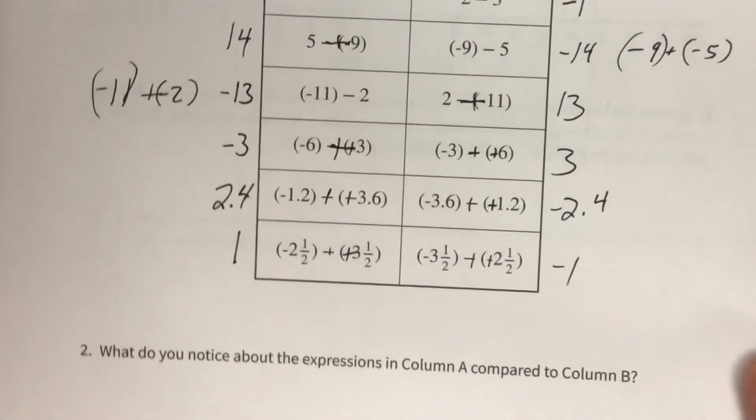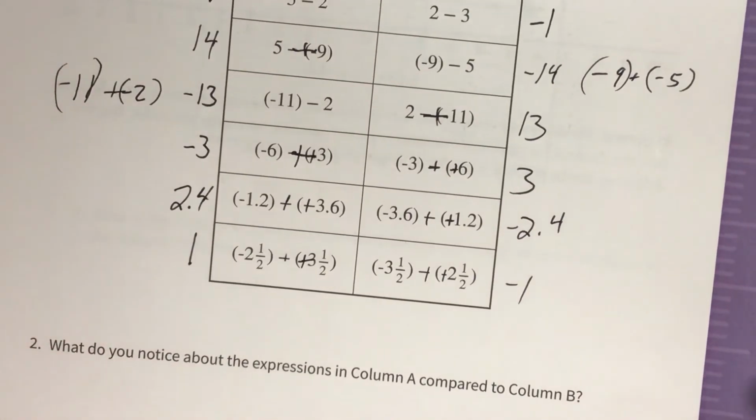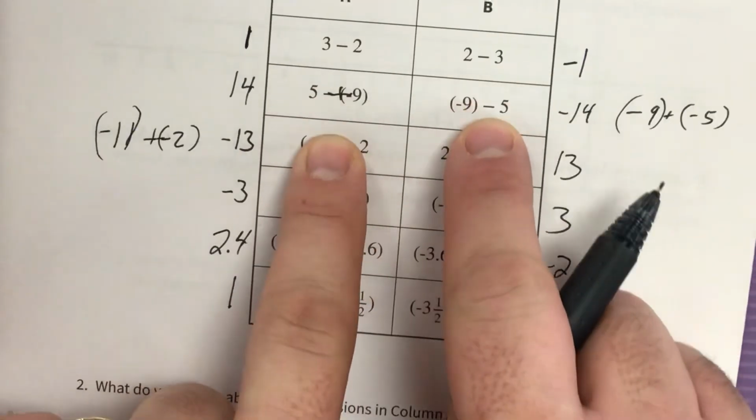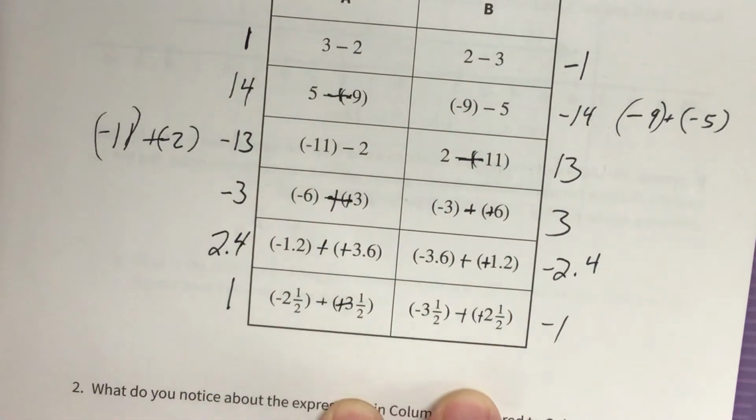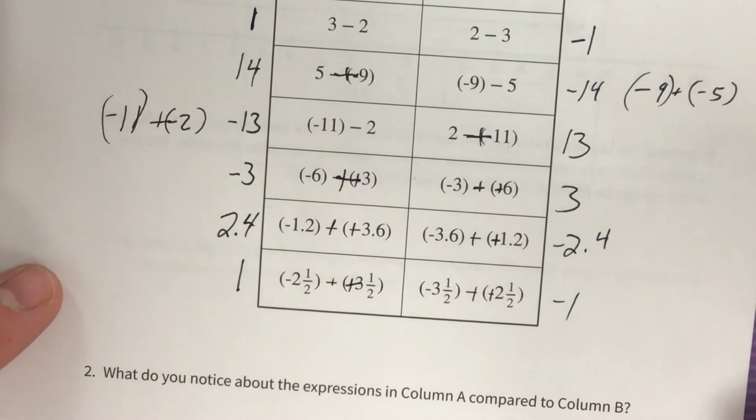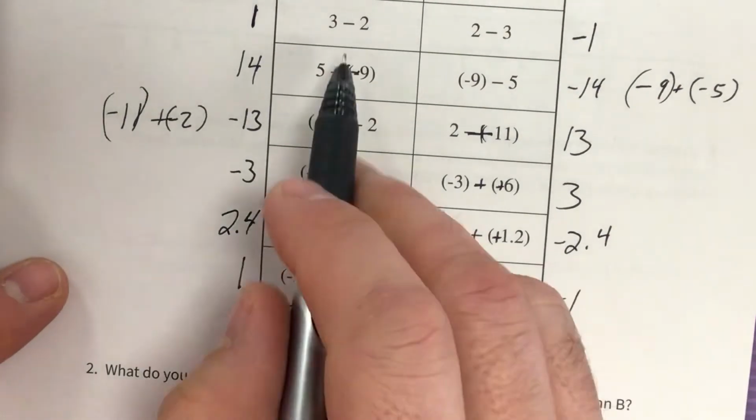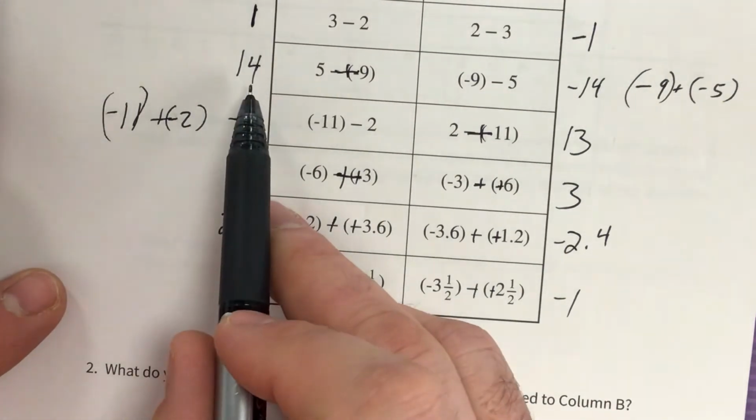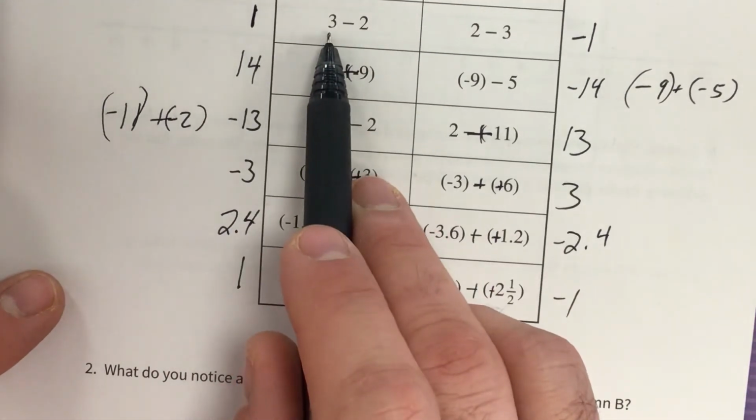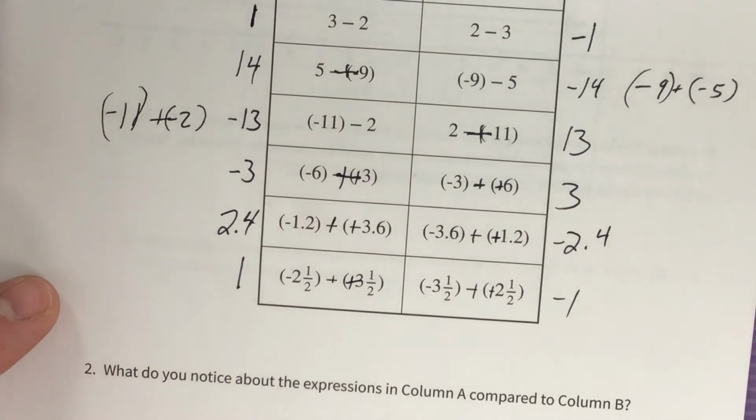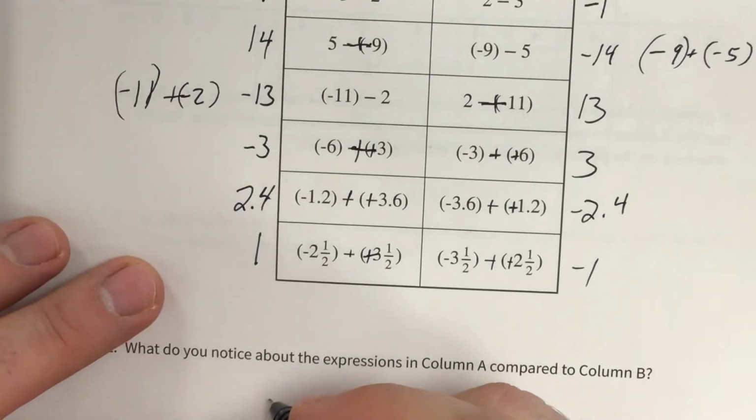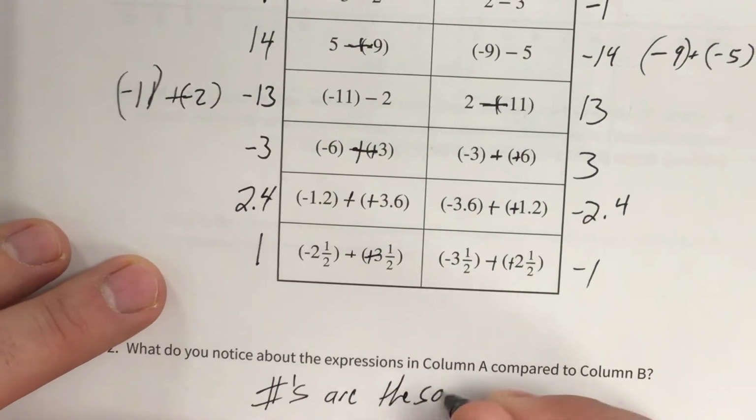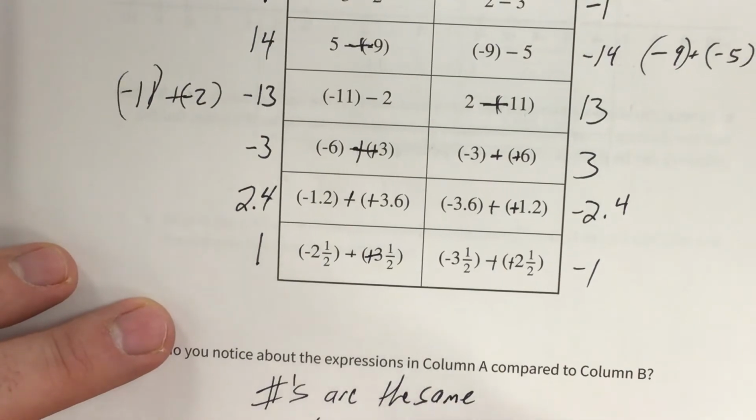Number 2, what do you notice about the expressions? Just looking at the expressions, not necessarily the reciprocal, because the reciprocal of 14 would be 1 over 14. You're subtracting the same numbers, but what do you notice about A to B? They're switched, right? So I'm going to say numbers are the same. Order is switched.